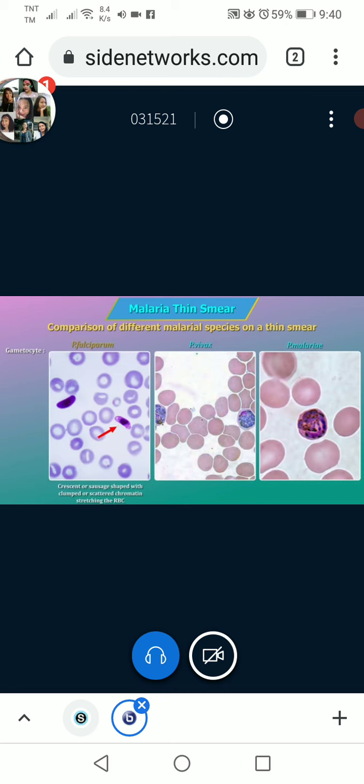Gametocytes. In P. falciparum, they are crescent or sausage-shaped with clumped or scattered chromatin stretching the RBCs. In P. vivax, they are round to oval, almost filling the RBC with scattered brown pigment. In P. malariae, it's round to oval with scattered brown pigment. They may almost fill the infected red blood cell. Next.